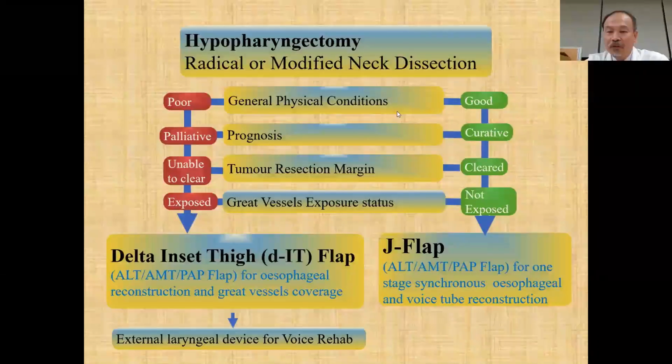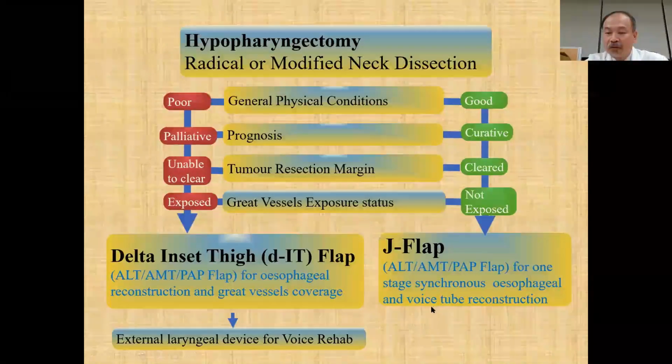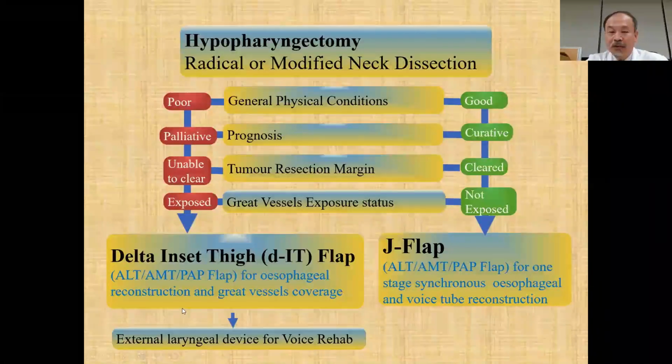So if the patient's general condition is good and the prognosis is curative, the tumor resection margin can clear and the great vessel is not exposed, then we will proceed to do the J-flap for simultaneously the esophagus and the voice tube reconstruction. However, if the patient's general condition is poor or the prognosis is not good, the tumor resection margin not clear, and the great vessel is exposed, then we prefer to use the delta inset side flap, try to minimize the morbidity and complication. And then for the voice restoration we use the external voice device.